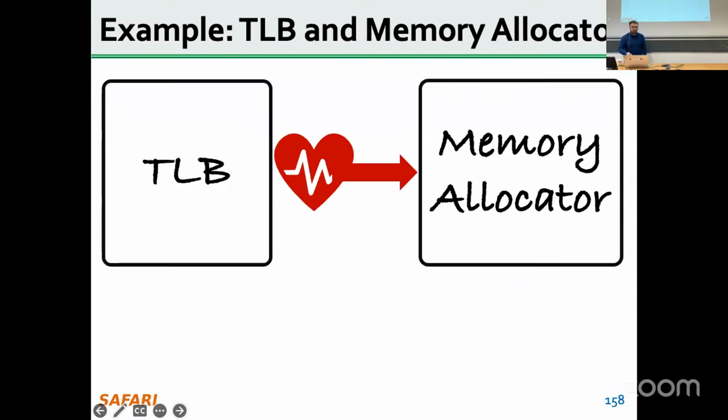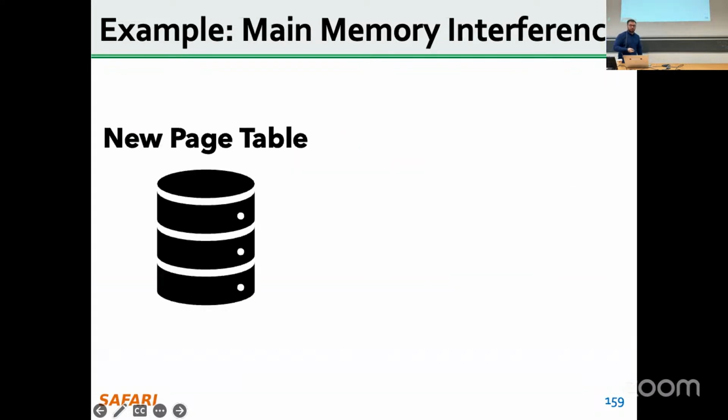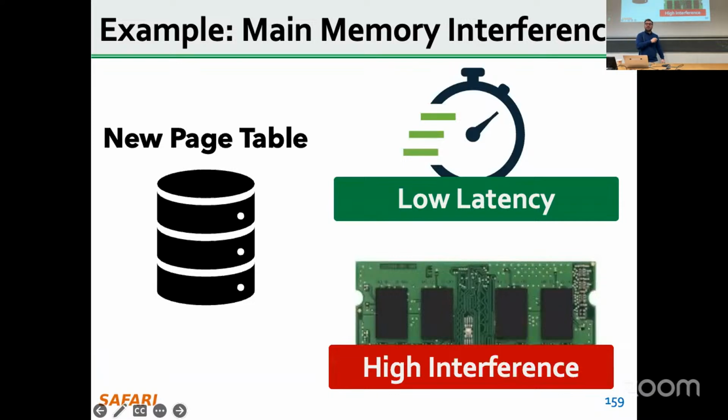An example: TLBs live and die based on the memory allocator. The performance of the TLB heavily depends on whether the page allocator can provide 2 megabyte pages or not. If it can, everything is perfect, we have a very high reach in the L2 TLB. If not, we start tanking performance because we send requests for the page table walks into the memory hierarchy. Someone else came up with a new page table design. They figured out that it has very low latency, the fastest page table walk, but it causes very high interference in the memory hierarchy, which means that even though we can, let's say, send 100 requests in parallel for each page table walk and get the translation back very fast, we destroy everyone else's performance.